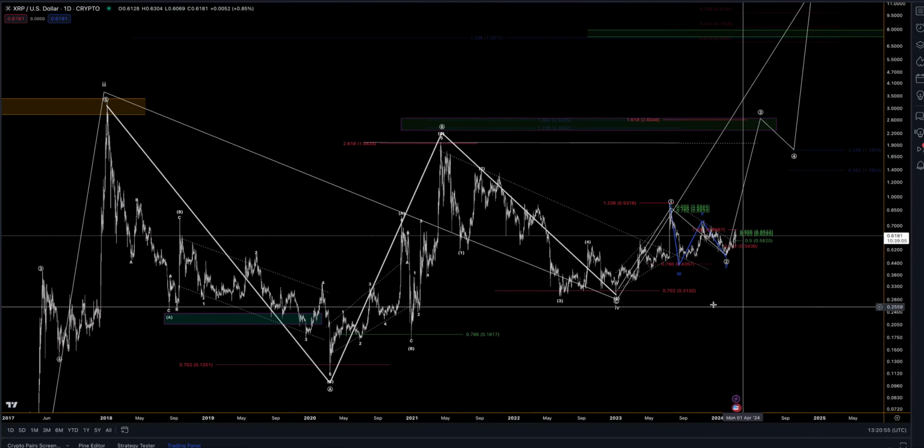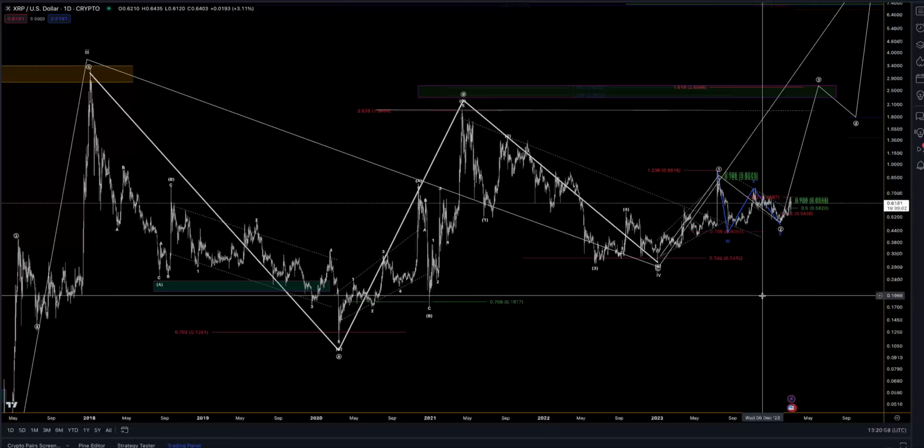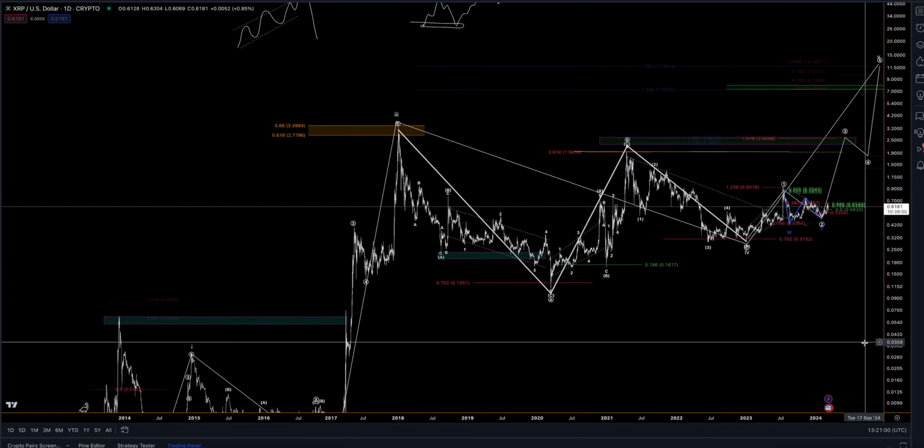Okay, so this is XRP. Absolutely nothing to worry about. It looks like the correction is done.